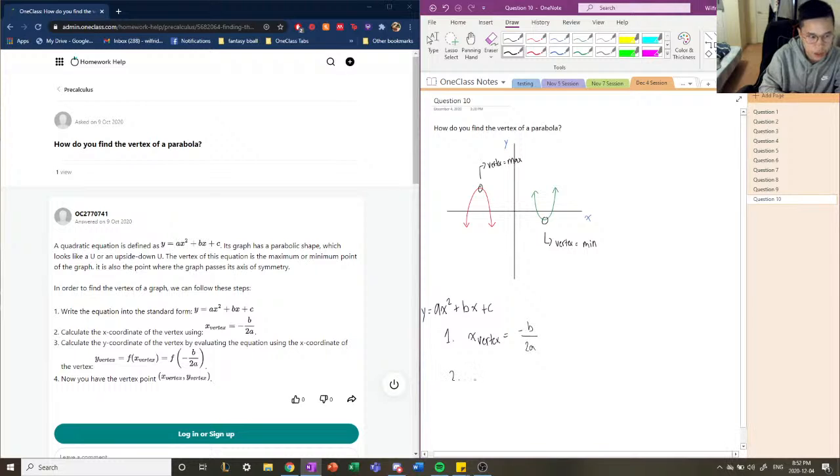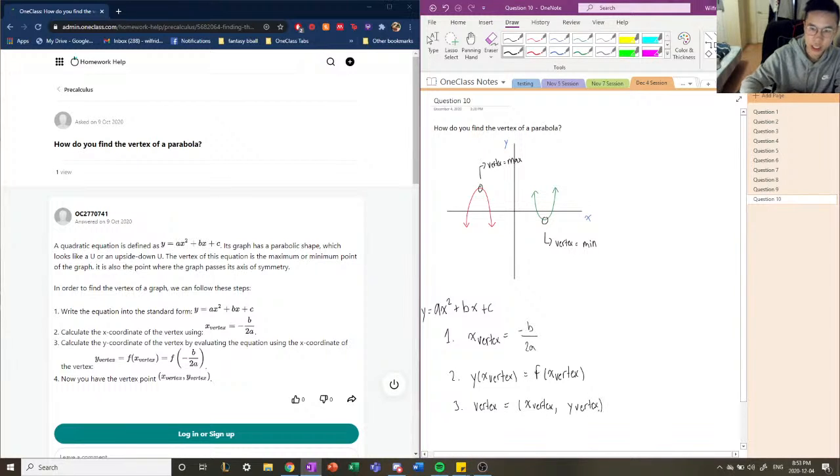The second part of it is to plug your x vertex coordinate back into your equation to find f of x vertex. And once you have that, you have found your vertex. So your vertex is going to be x vertex, y vertex.